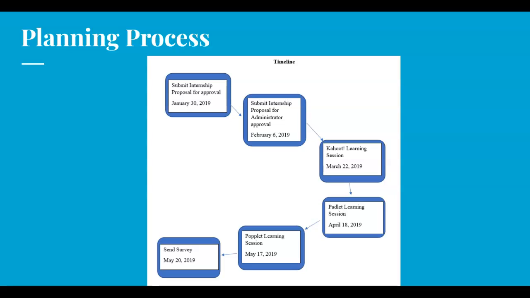After I obtained that approval, I began my first session on Kahoot in March. My second session took place in April, and I discussed Padlet. And my last training session was on Popplet in May. And after completing all 3 of my training sessions, I sent out a survey to my participants to get their feedback.